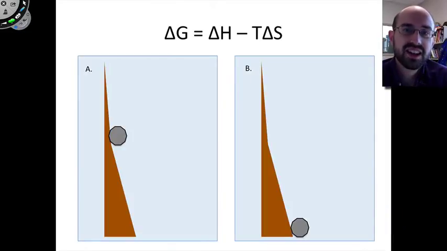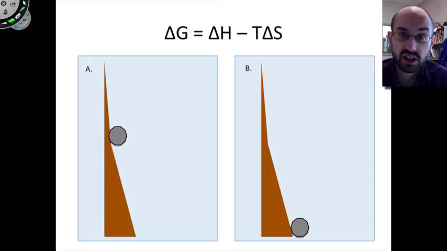Another example that's maybe a little bit easier to think about is a rock rolling down a hill. So take these two diagrams. In A, we have a rock high up on a hill. In B, we have a rock at the bottom of the hill. The delta G from going from picture A to picture B is negative. We can observe rocks rolling down the hill by themselves. The delta G from going from picture B to picture A is positive.